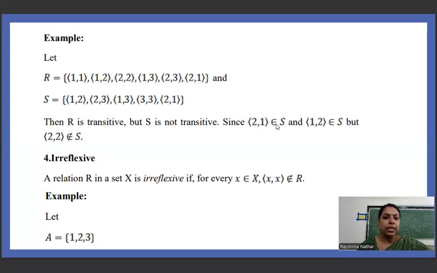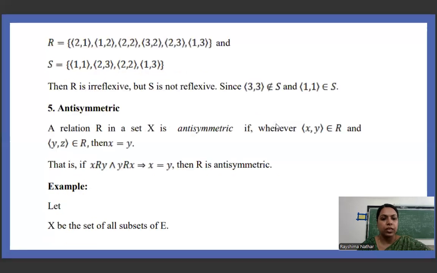Next one is irreflexive. Irreflexive is complement to reflexive property. A relation R in a set X is irreflexive if for every x belongs to X, (x, x) does not belong to R. Example for this irreflexive is the same, considering the two relations R and S. Here R is irreflexive but S is not irreflexive because (3, 3) belongs to S.